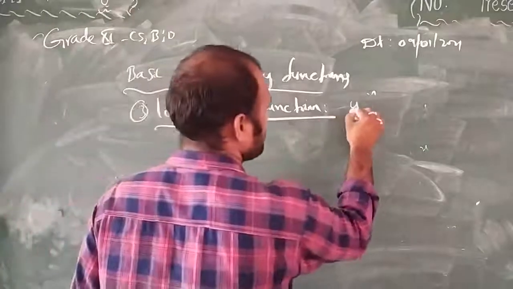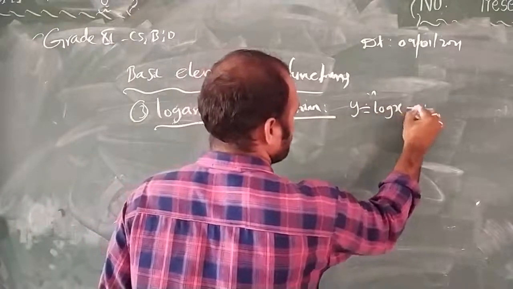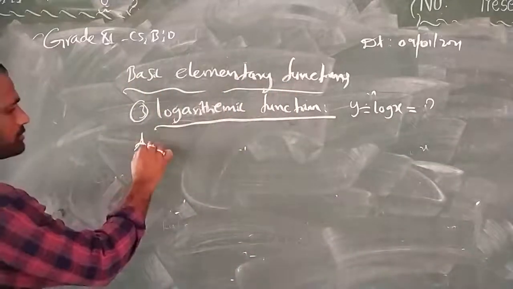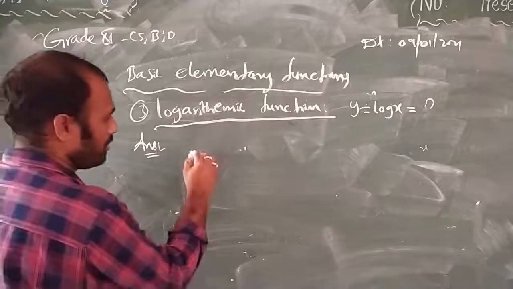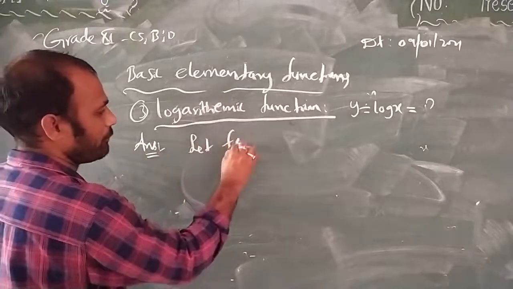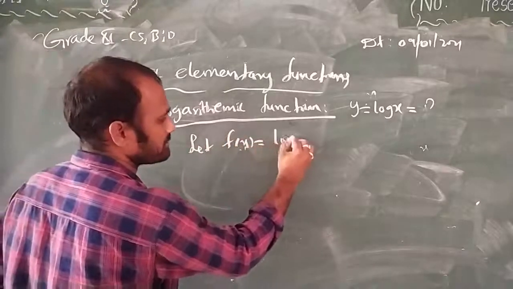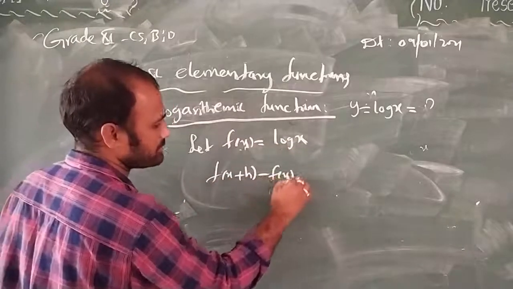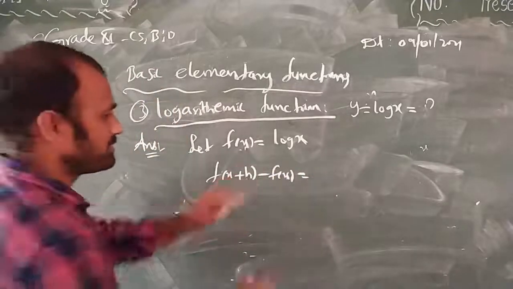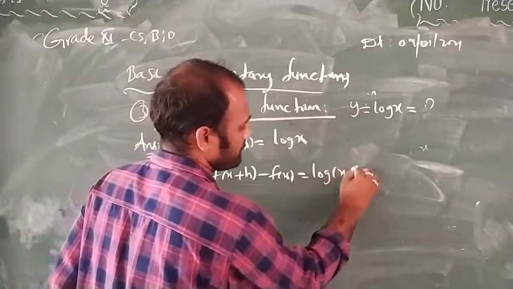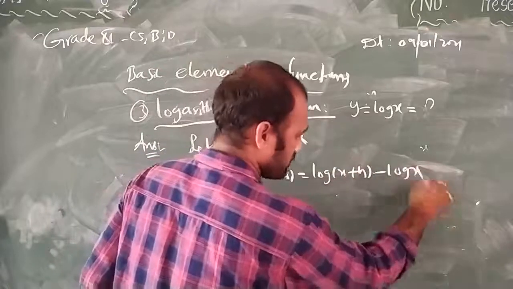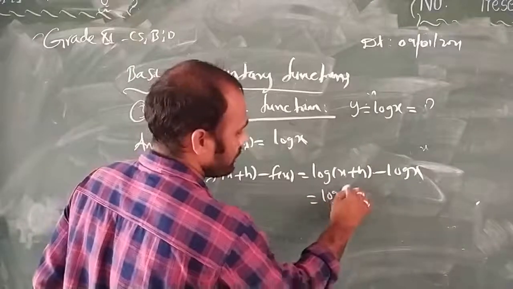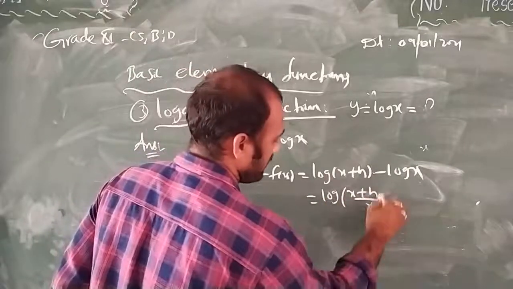So the function is y is equal to log x. How much will its derivative be? We are finding the derivative of it. So, answer: let f of x is equal to log x. Similarly, f of x plus h minus f of x. f of x plus h in the sense here is log of x plus h minus log x. We know that log a minus log b can be written as log a by b. So that is log of x plus h divided by x.